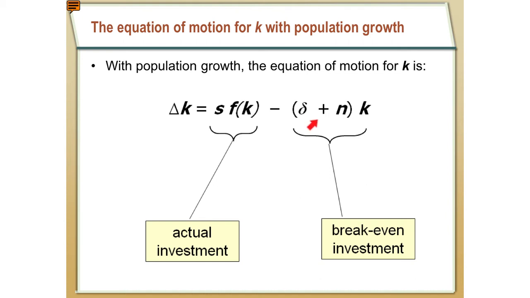And delta plus n times k is the amount of capital we need to have in a given period to make up for depreciation and population growth. So when these two forces are exactly in balance, actual investment and break-even investment, then delta k is equal to 0. So in other words, the steady state amount of capital per worker now is going to be the amount of capital where s times f of k minus delta plus n times k is equal to 0.